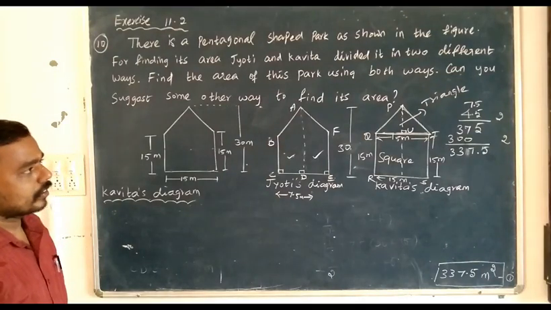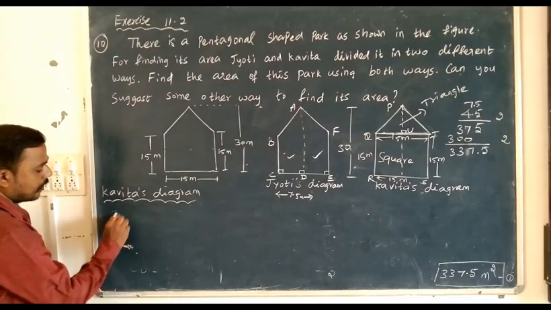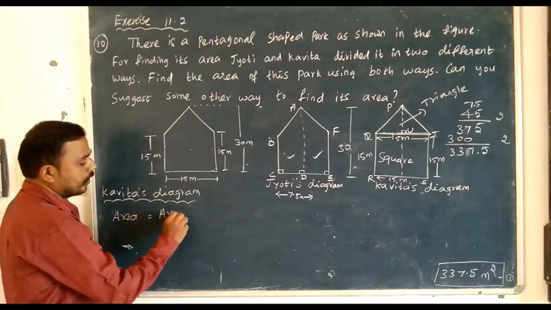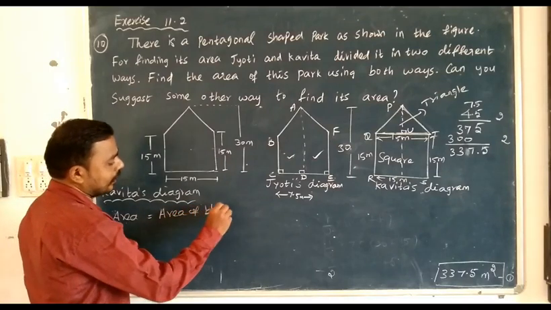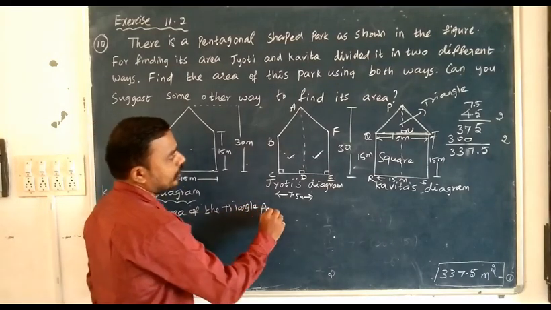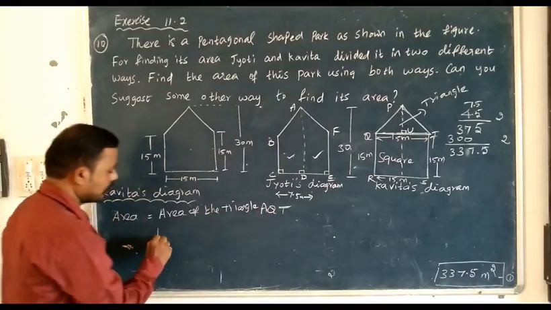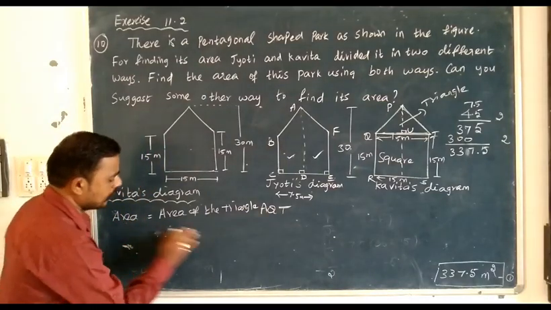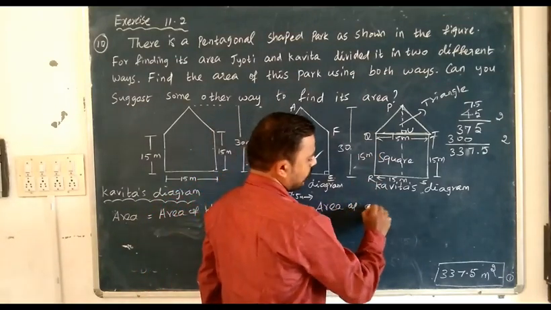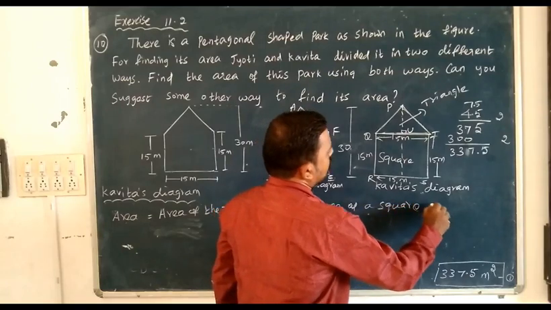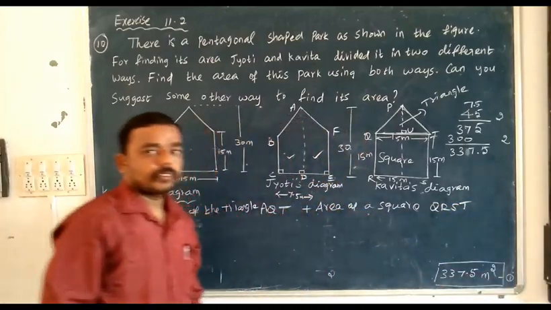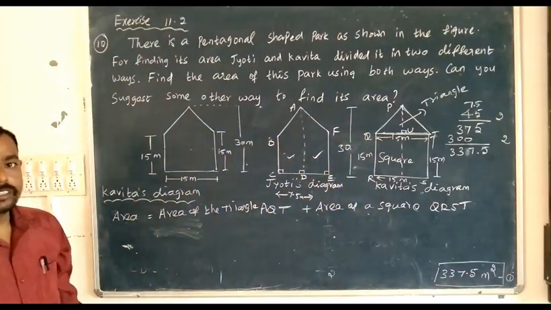So I need data. The total area equals the area of the triangle AQT plus the area of the square QRST. Okay. Now we need a separate answer.